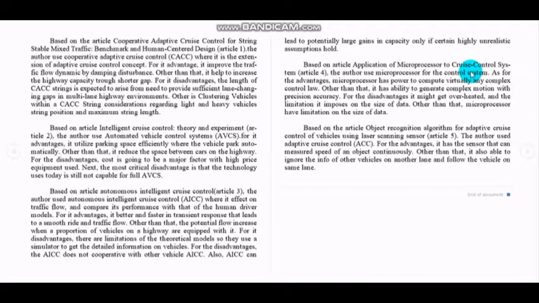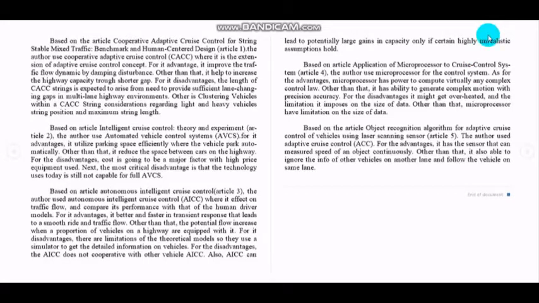For its disadvantage, there are limitations of the theoretical model, so they use a simulator to get the detailed information on the vehicles. Other than that, the autonomous intelligent cruise control is not compatible with other vehicles that do not have the same control. Also, the autonomous intelligent cruise control can lead to potentially large gain in capacity only if certain highly unrealistic assumptions hold.